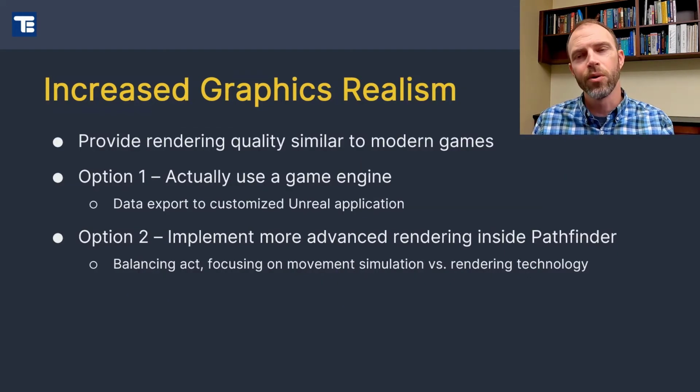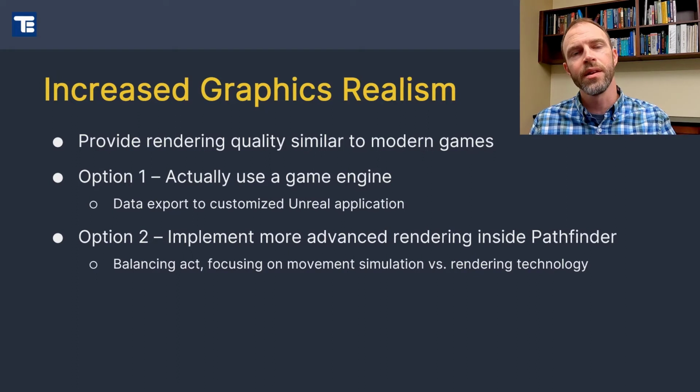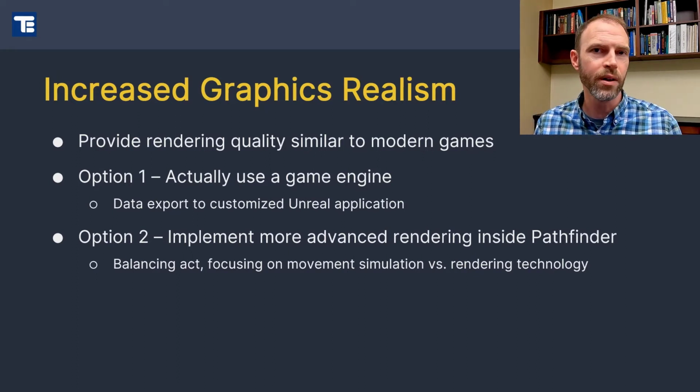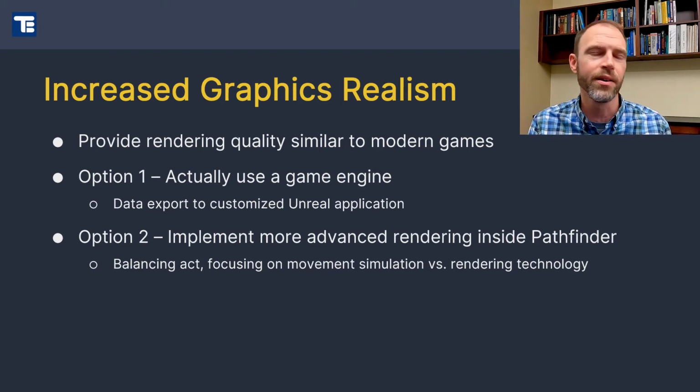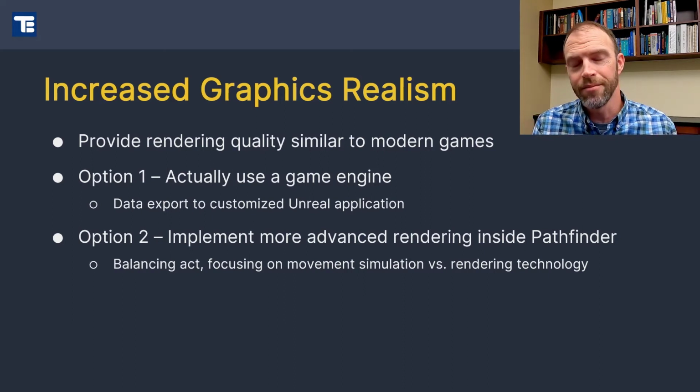And then the last category of research and development from this year was in the area of trying to improve graphical realism in our visualization and results tools. The real goal here would be to try to provide a rendering quality that's closer to what you see in modern computer games. Option one would be to actually use a game.